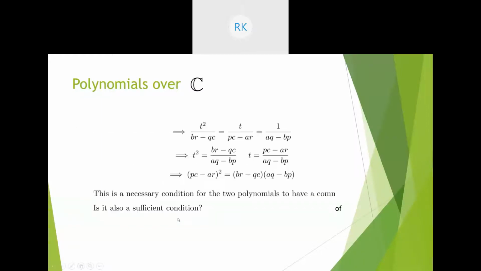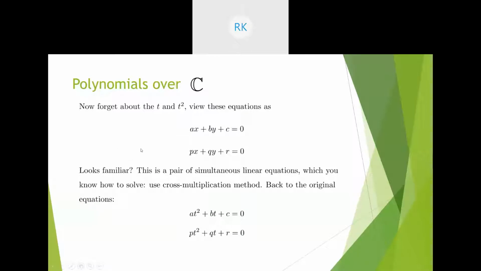So suppose you have AQ minus BP equal to 0, and since those equations are quadratic, you know that A is non-zero and P is non-zero. So you are given two things right now. AQ minus BP equal to 0, and that condition PC minus AR whole square equal to AQ minus BP times BR minus QC. So if AQ minus BP equal to 0 and PC minus AR equal to 0, that is PC equal to AR, then what happens?